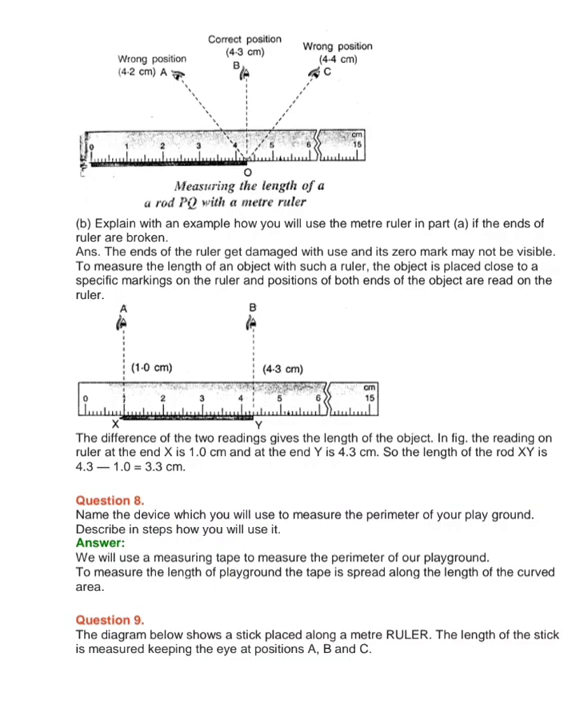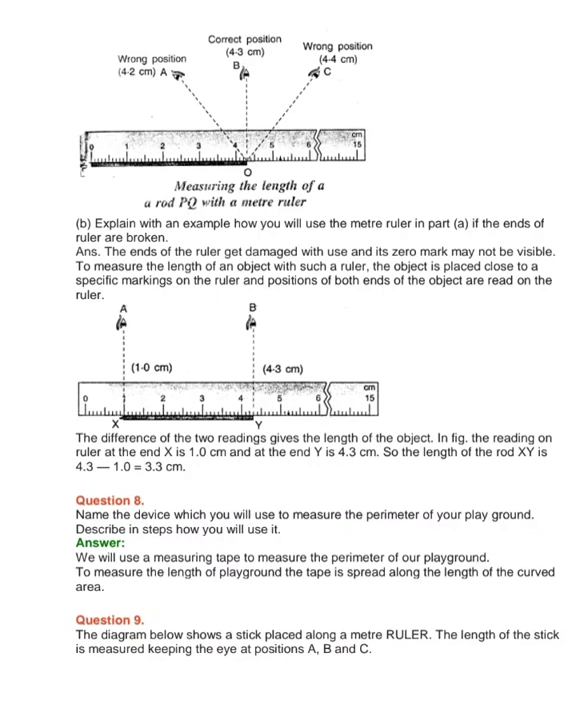In the figure, the reading on the ruler at the end X is 1 cm and at the end Y is 4.3 cm. So the length of the rod XY is 4.3 minus 1, that is 3.3 cm. I hope it is clear to you, children. Next is question number 8.